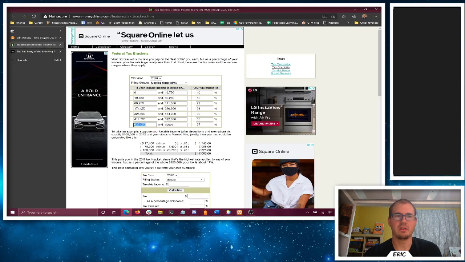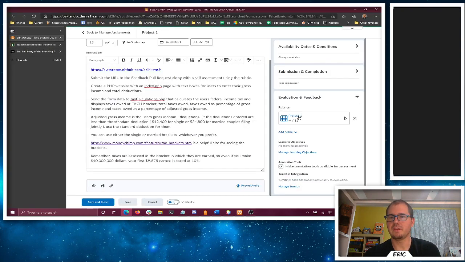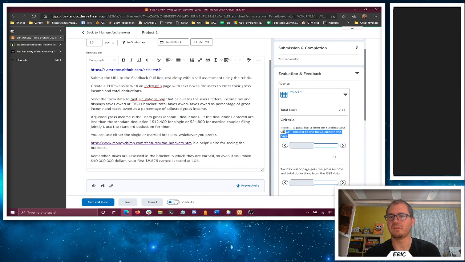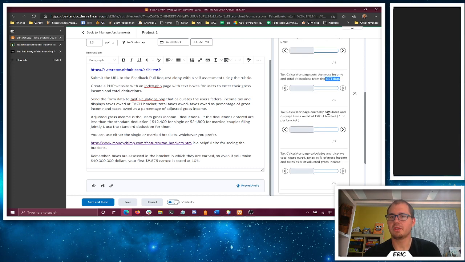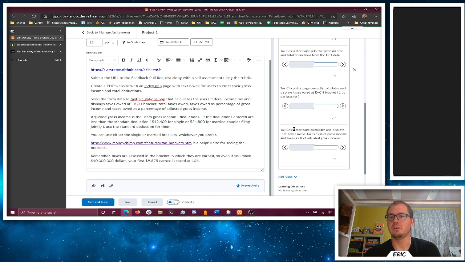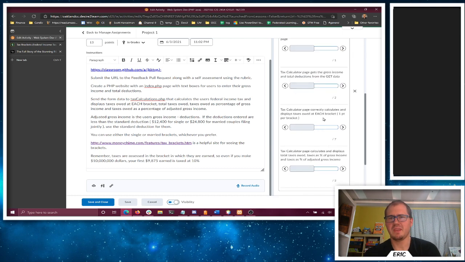For the rubric here, you get 1 point for the index PHP page with the form. We're going to send a GET request to tax calculator PHP. The tax calculator page, you get 2 points for getting the gross income and total deductions from the GET data. The tax calculator page correctly calculates and displays taxes owed for each bracket. You get 1 point per bracket here, so 7 points in total for calculating each bracket correctly. Okay, and then 3 points for calculating the total taxes as a percentage of gross income, and total taxes as a percentage of adjusted gross income. So it's 13 points. Came out a little funky, but that's okay.